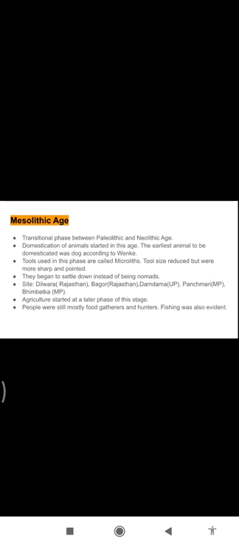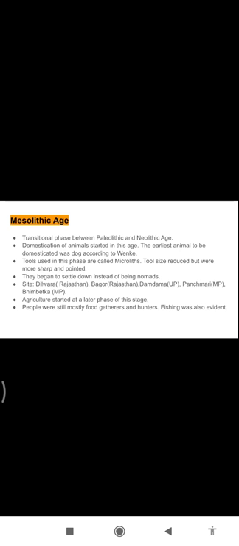Next, we will move on to the next phase of prehistory, that is the Mesolithic period or Mesolithic age. The Mesolithic age dates back around 10,000 to 6,000 BC. It is actually the transitional phase between the Paleolithic and the Neolithic age. Domestication of animals started during this phase. The first animal to be domesticated for food is thought to be sheep in Southeast or Southwest Asia. But according to Wenke, the earliest animal to be domesticated was the dog. It is evident that dog, sheep, goat, etc. were domesticated during this period.